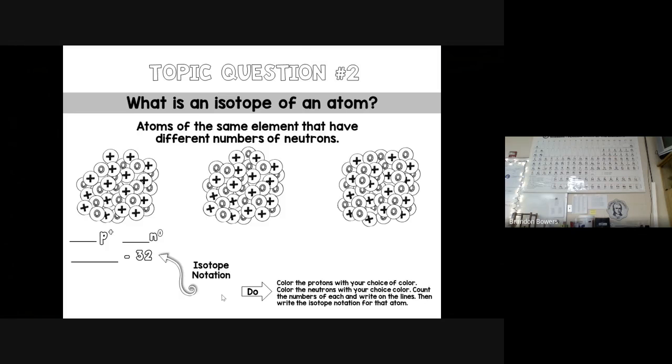Now, if we said it has 16 protons, what element is it? Maybe sulfur? Sulfur has 16. Sulfur 16, right? Now, try the other two. How many protons? How many neutrons? Count them out.